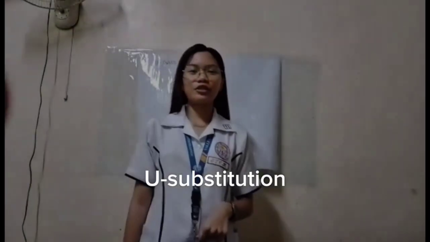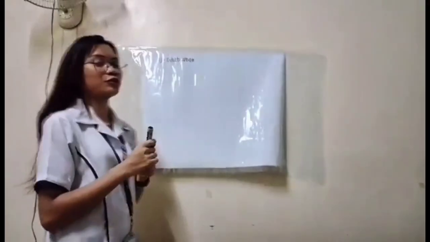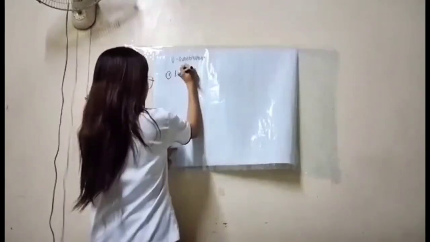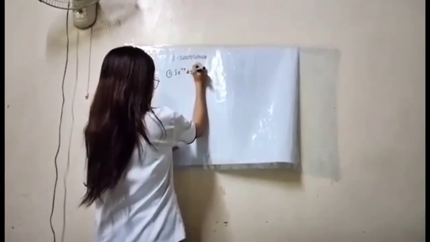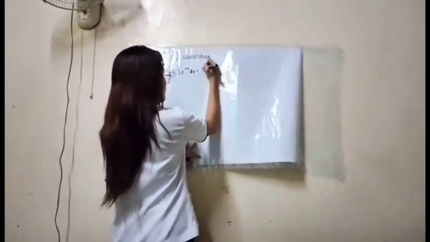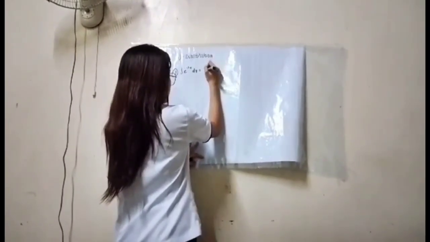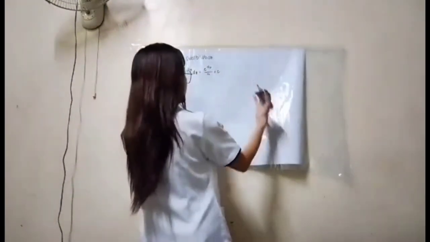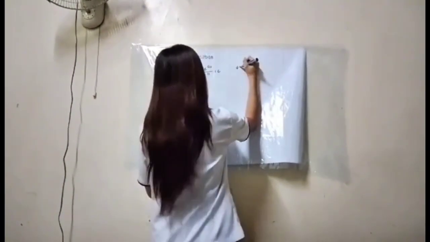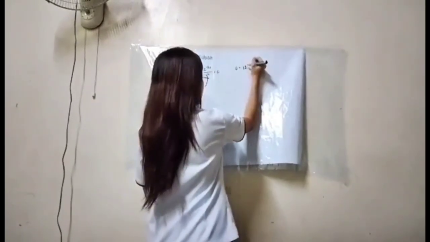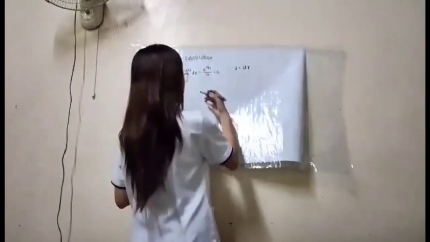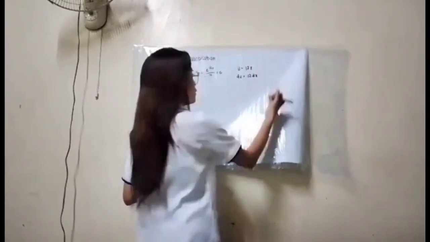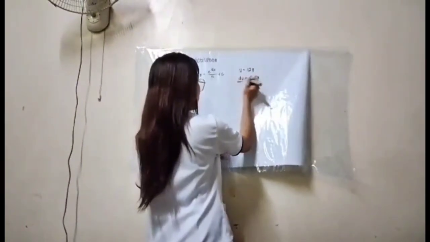So for now, I'm going to teach you the other method, which is called u substitution. For our example number 1, the integral of e to the 12x, we all know that will be equal to e to the 12x over 12 plus c. In order for us to use u substitution, we do this. Our u will be equal to 12x, and our differential of u will be equal to 12 dx. Now what we're going to do here is divide both by 12.